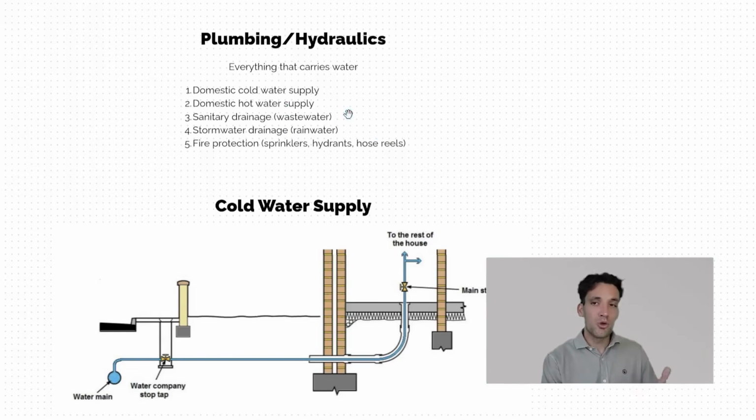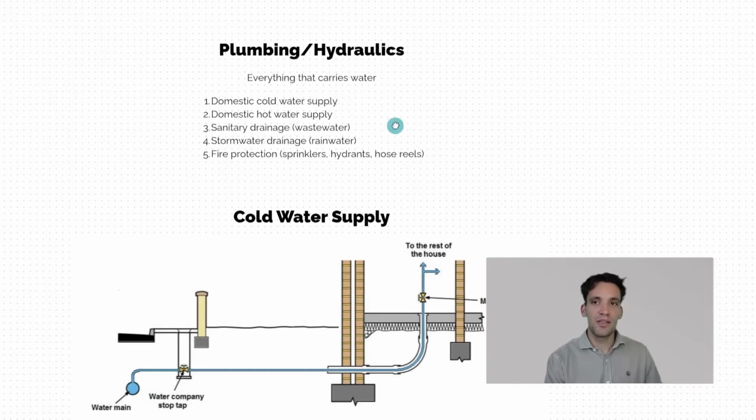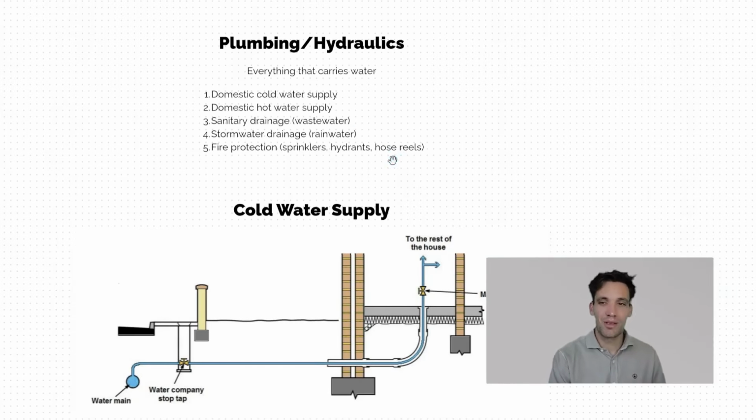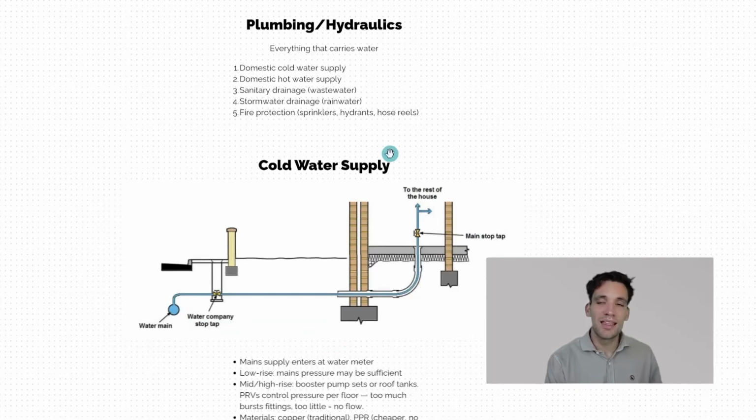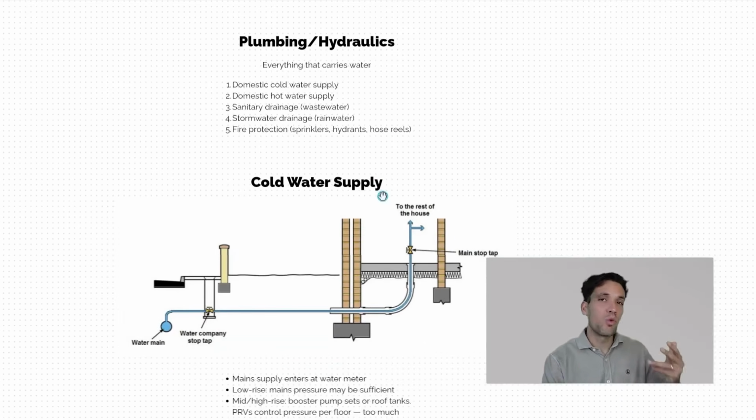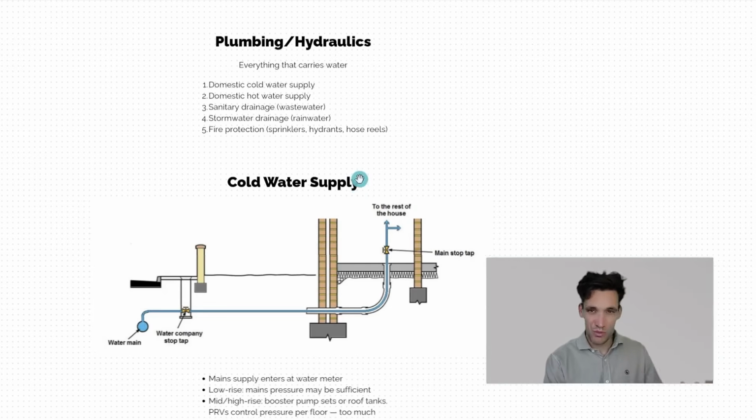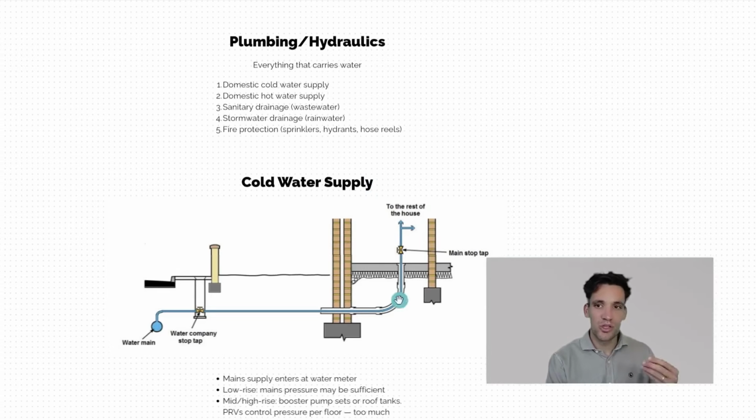We've got cold drinking water or cold water supply. We have our hot water supply. We have sanitary drainage, sometimes referred to as wastewater. We have stormwater drainage, which we refer to as our rainwater system. And then sometimes we'll have a wet fire protection system, which is the sprinklers, hydrants, and the hoses and reels.